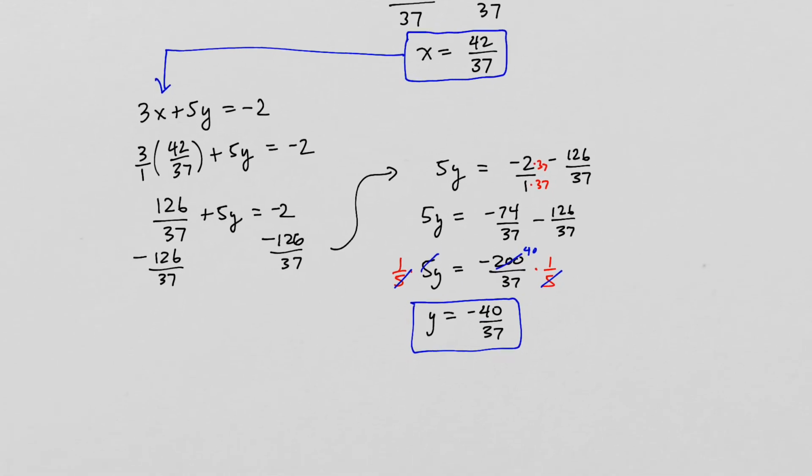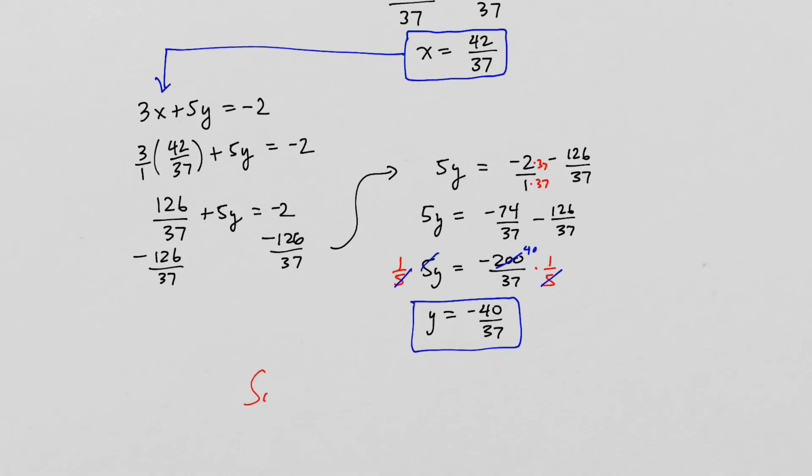And so our solution, remember, is a point. And the point for this one is x equals 42 over 37, y equals negative 40 over 37. And this is our answer.